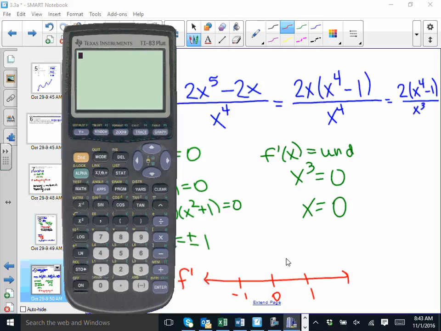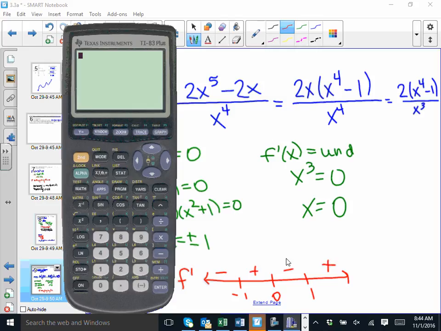No calculator. I'm going to show you what the graph looks like. Is this interval positive or negative? It's negative. It's a negative over a positive. Same thing though, I have a negative in this interval.